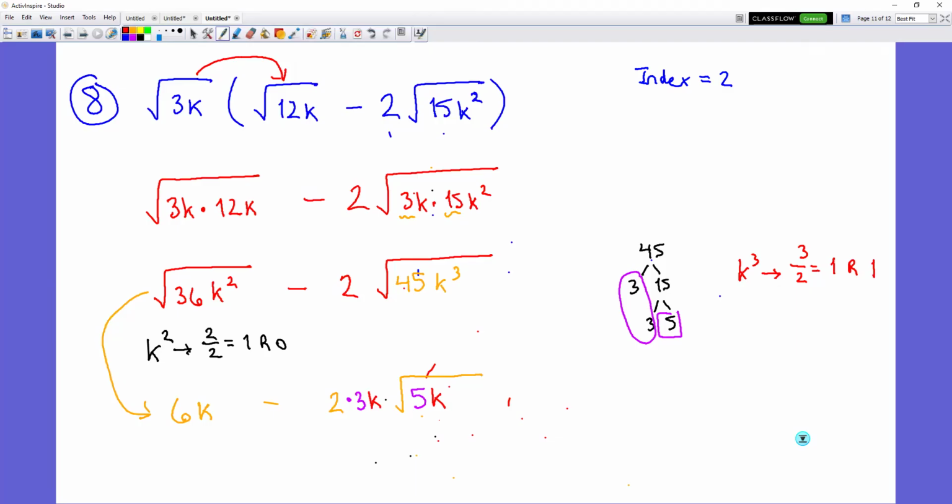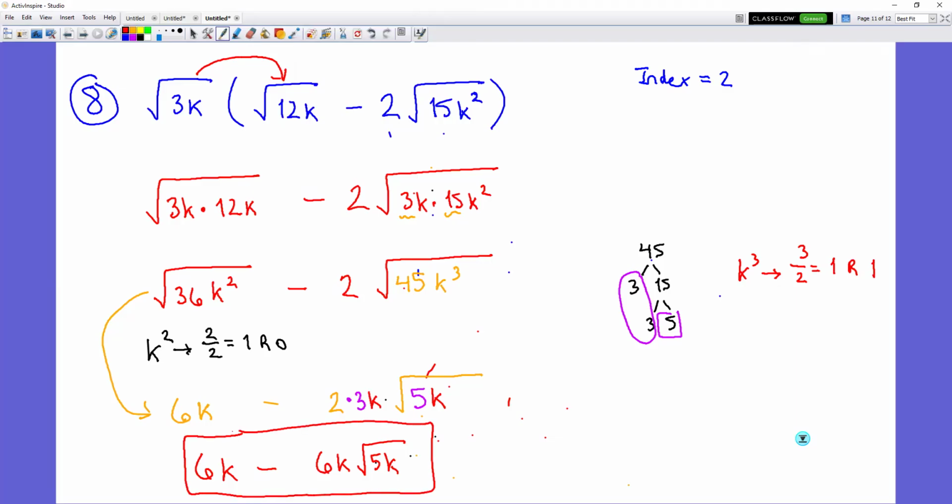So basically, we'll just bring down the 6k that we got from the beginning. So we're going to bring down the 6k. And we have minus, and then we have 2 times 3k, which is going to be 6k. And then we have the square root of 5k. At this point, there's really nothing more we can do because the first term, the 6k, does not have a radical. Even though they both have 6k, the 6k does not have a radical first. So we're going to go ahead and just box the answer in, and that's our answer.